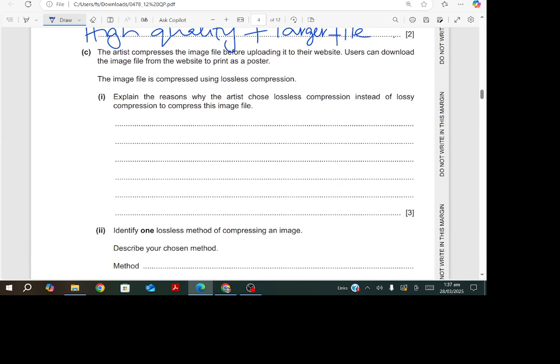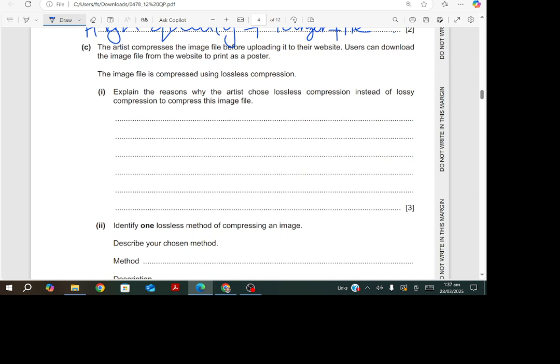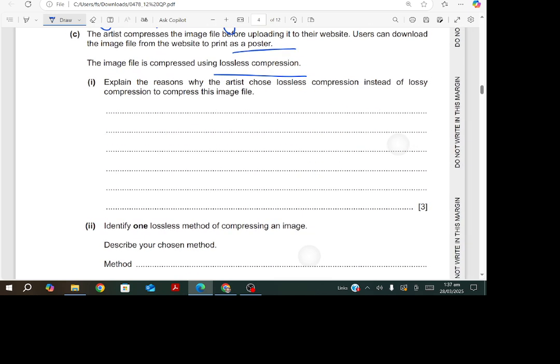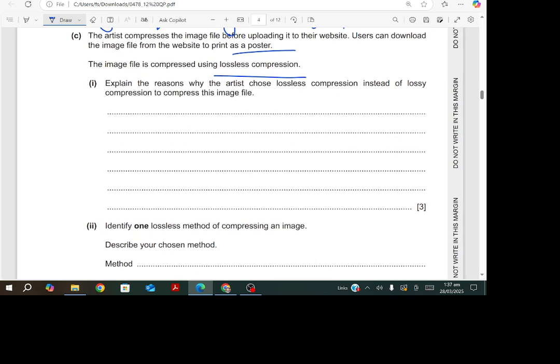Okay, the artist compresses the image file before uploading it to their website. Users can download the image file from the website to print it as a poster. The image file is compressed using lossless compression. Explain the reasons why artist chooses lossless compression instead of lossy compression to compress this image size. Now what is in the question asked? It says that the artist compresses the image so that he can upload it onto a website. After that, users will download the image from the website in the form of a poster.